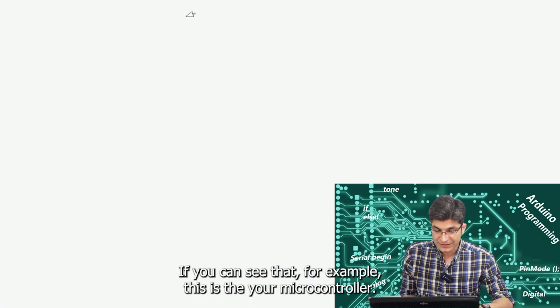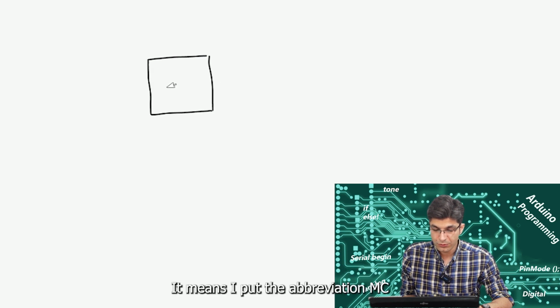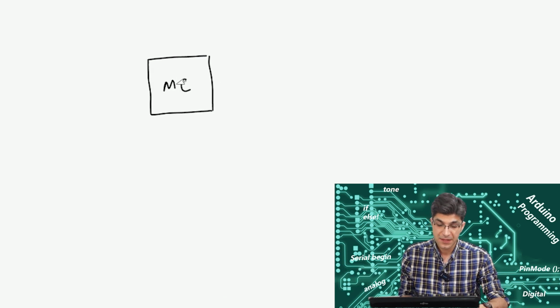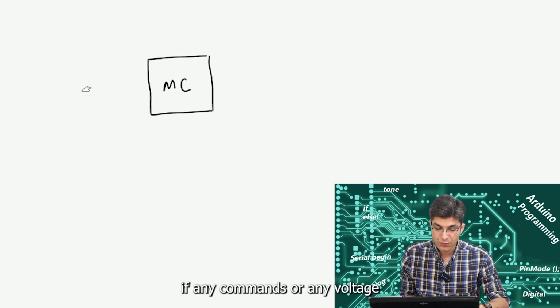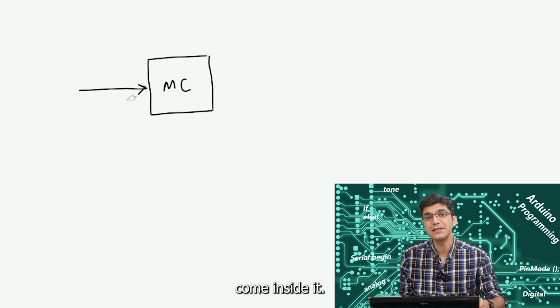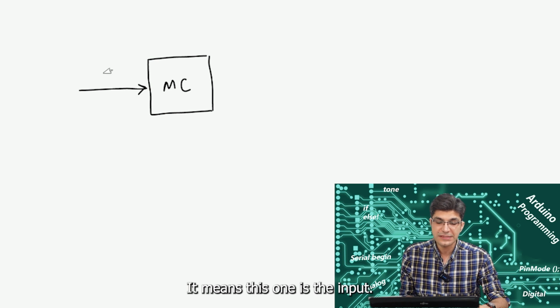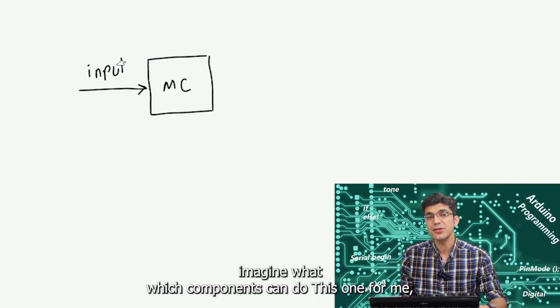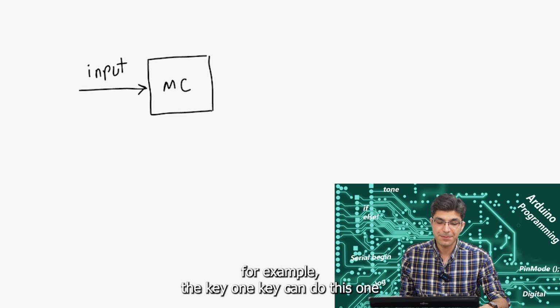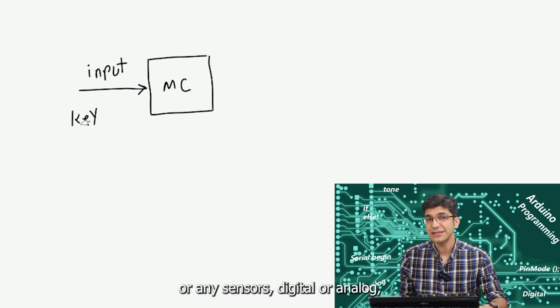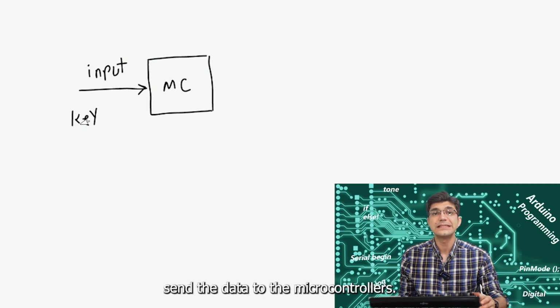If you consider, for example, this is your microcontroller, I put the abbreviation MC. If any command or any voltage comes inside it, it means this one is an input. Can you, for example, imagine which components can do this for me? For example, a key. One key can do this, or any sensors, digital or analog, send data to the microcontrollers.